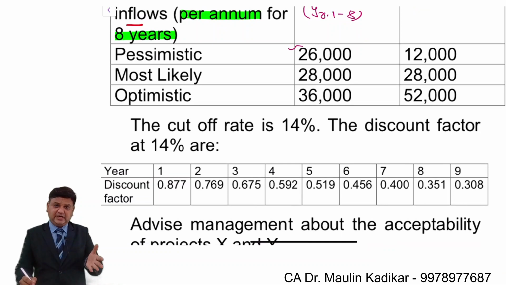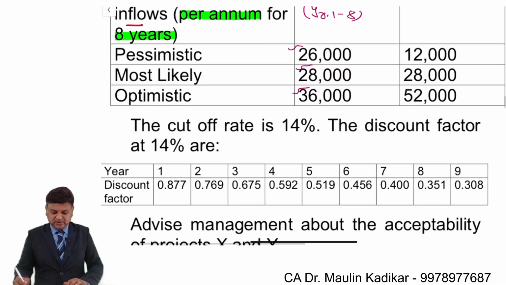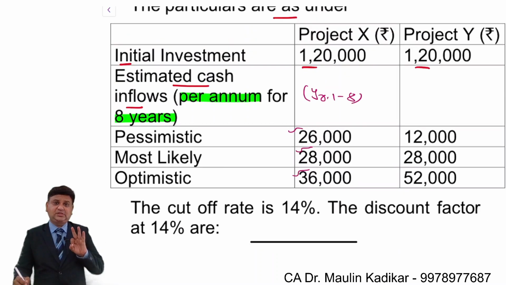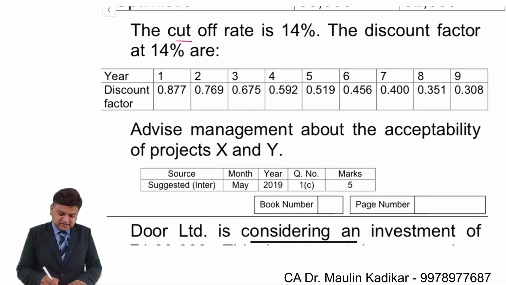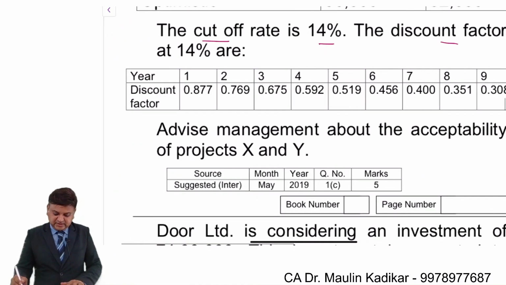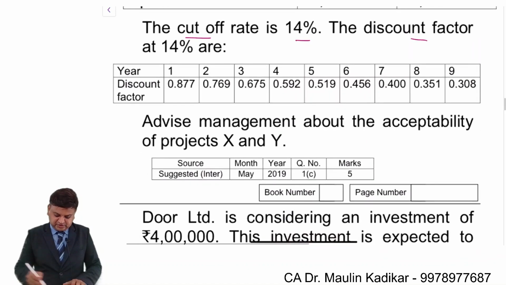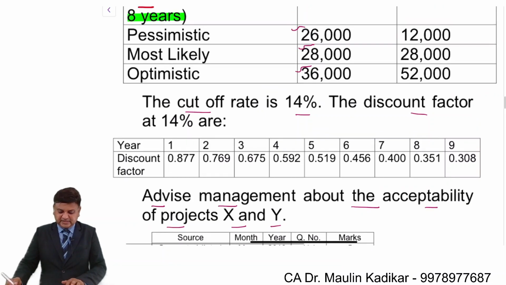Pessimistically, what will be the annual cash flow? Most likely and optimistically. In three different situations, what will be the annual cash flow is provided to us. The discounting rate is 14%. Discounting factors have been provided to us. Advise the management about acceptability of the project X, project Y. That is the question.